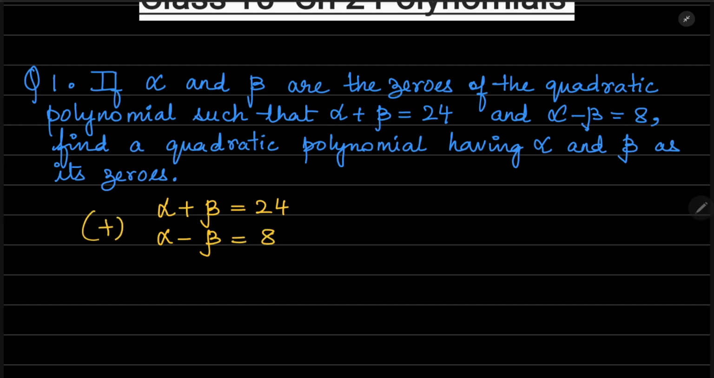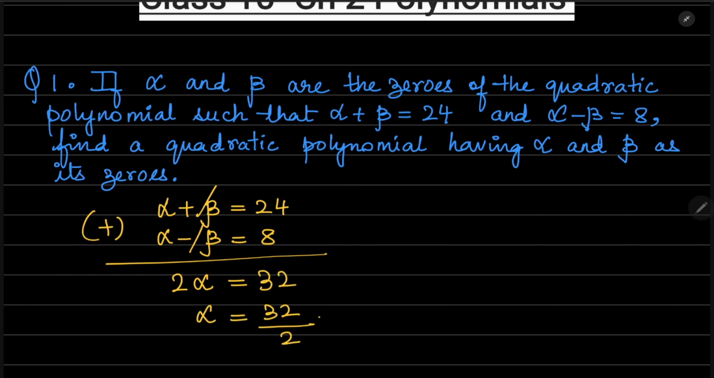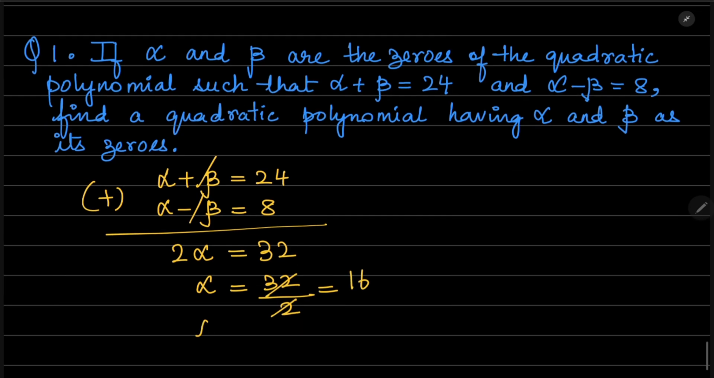Just add them. When you add them, beta and minus beta get cancelled. Alpha plus alpha is 2 alpha, which is equal to 24 plus 8, which is 32. So alpha is equal to 32 divided by 2, which is nothing but 16. Okay, so alpha is nothing but 16. So you have got 1 zero of the given quadratic polynomial.